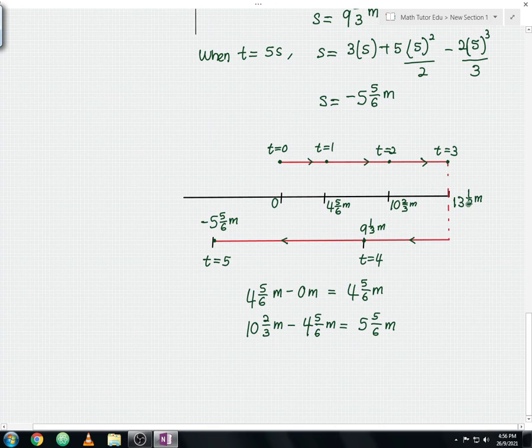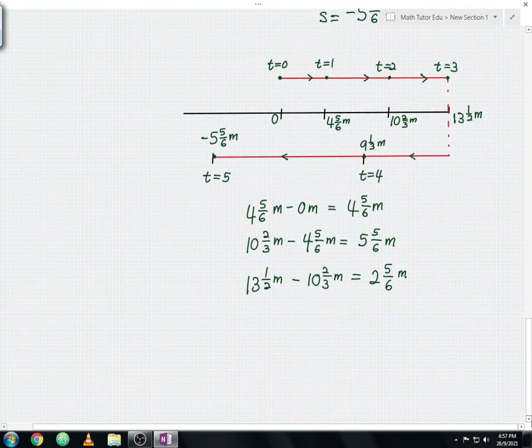Okay, the next interval is 13 1/2 meter and 2/3 meter. Okay, this interval, so let us perform the calculation. So from here 13 1/2 meter, you minus with 2/3 meter. Okay, you calculate this interval, so from here you should get 2 5 over 6 meter. Okay, so from here let us move on to the next interval.